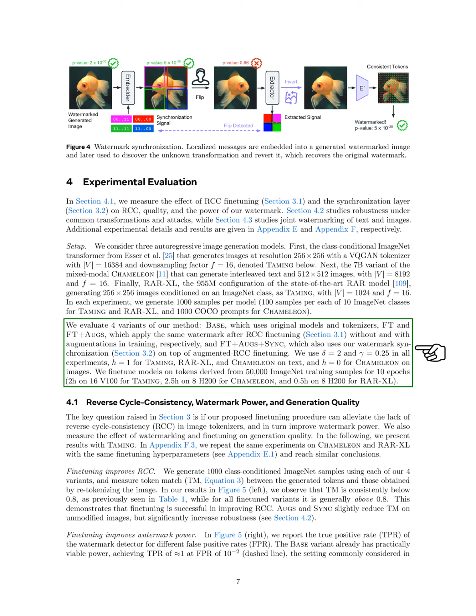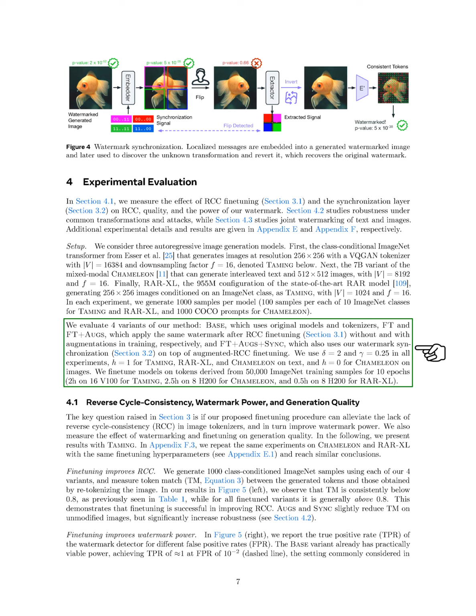We evaluate several variants of our method: base, which uses the original models; FT plus OGS, which applies the same watermark after RCC fine-tuning, with and without training augmentations; and FT plus OGS plus sync, which includes our watermark synchronization on top of augmented RCC fine-tuning. We fine-tune models on tokens from ImageNet training samples for 14 epochs, using different hardware setups for each model.